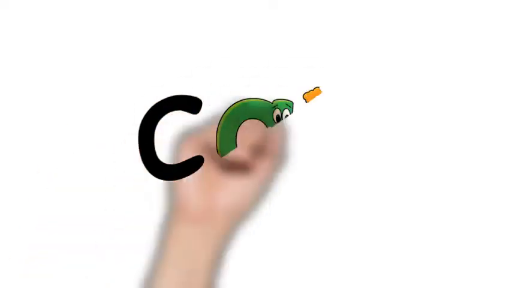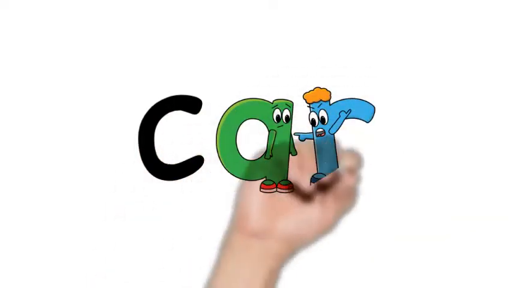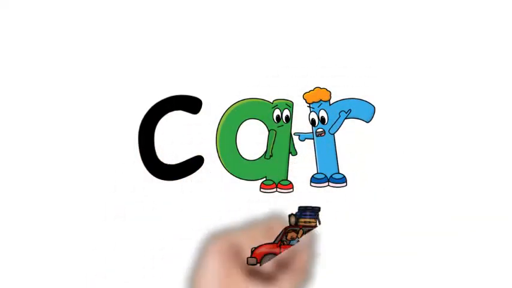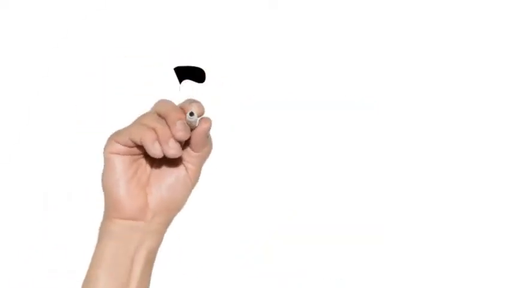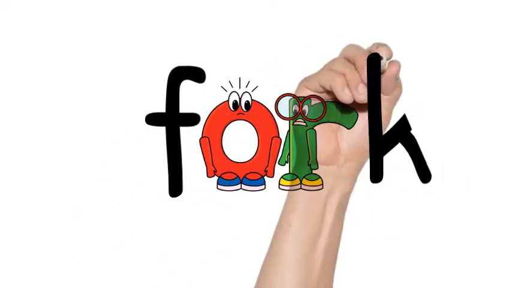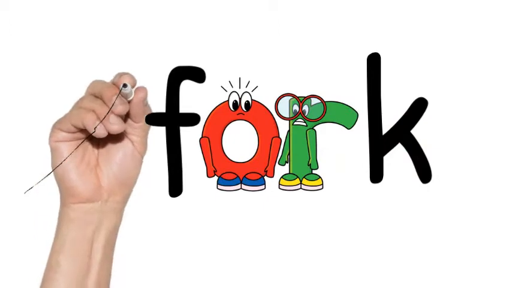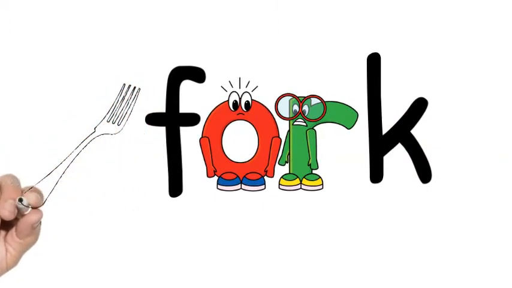A one-syllable word is always accented. So if we have the word C-A-R, A-R is going to say R and the word is going to be car. In a one-syllable word, that syllable is always accented. So F-O-R-K would say fork, with O-R saying or.